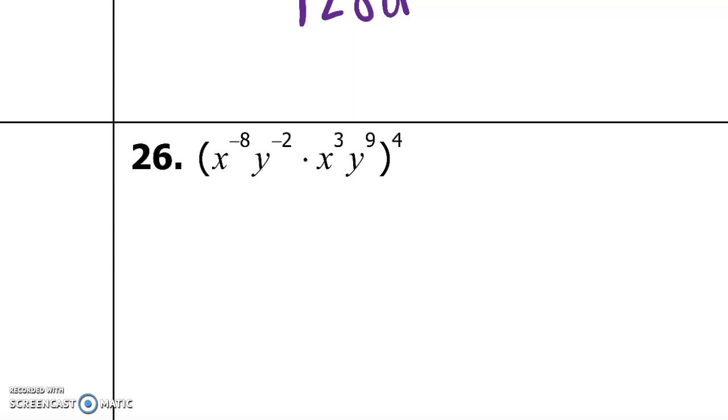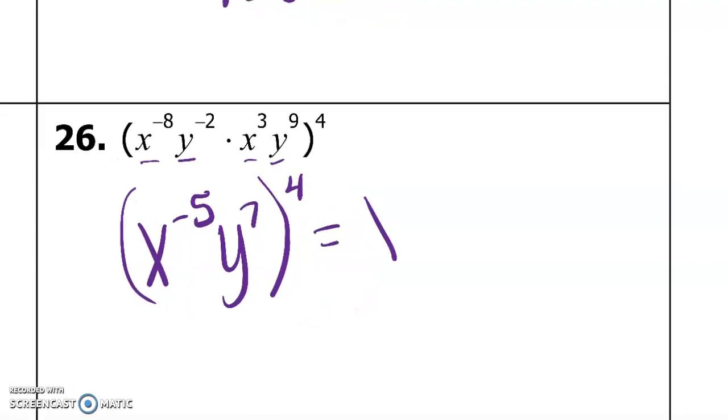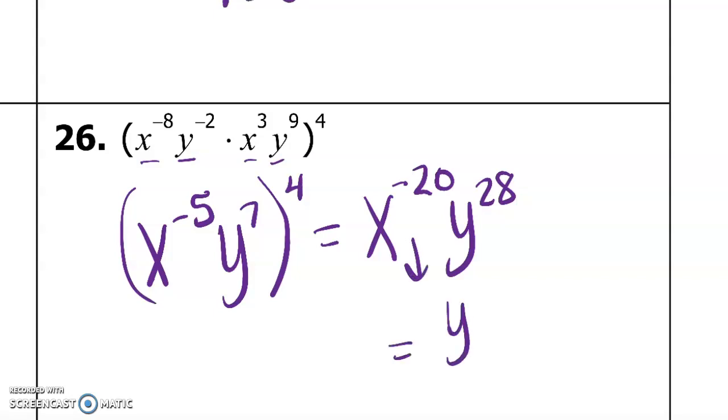You have two different options for 26. You can distribute the 4 to everything. I would recommend putting your like terms together. So x times x is going to be x to the negative 5th, because we add our exponent, y to the positive 7, all to the 4th power. So x to the negative 20, y to the 28th, so the x needs to go to the bottom, y to the 28th over x to the 20th.